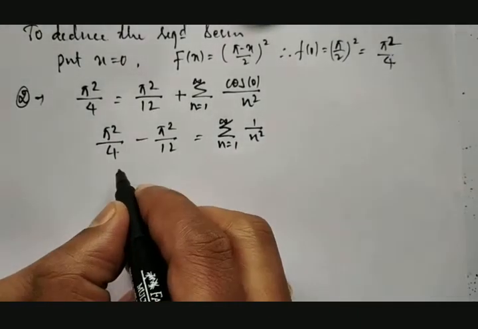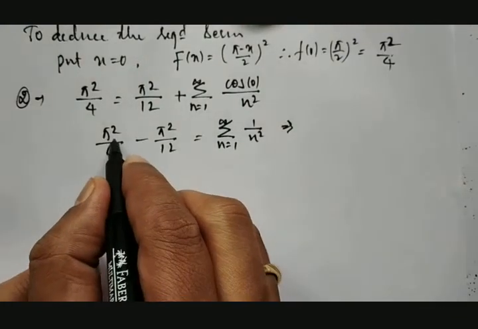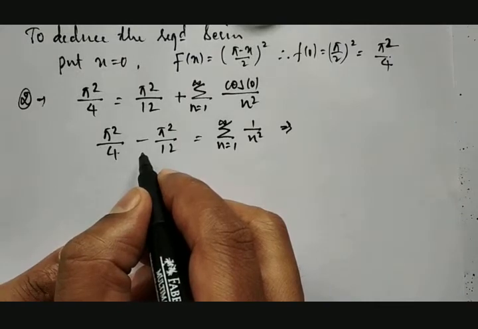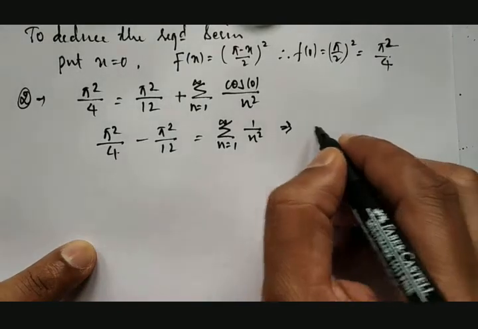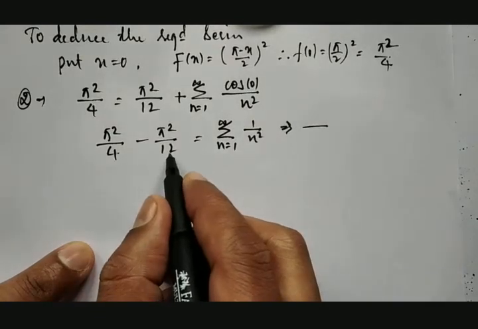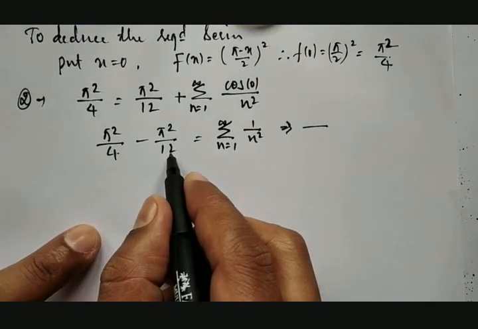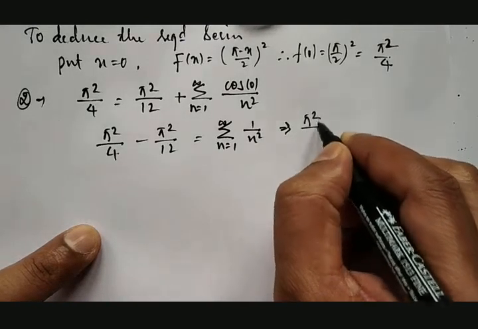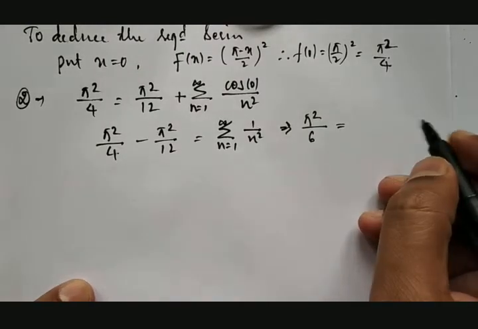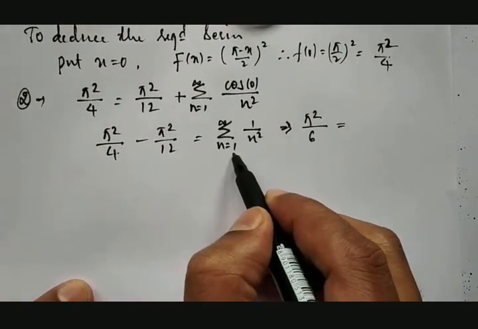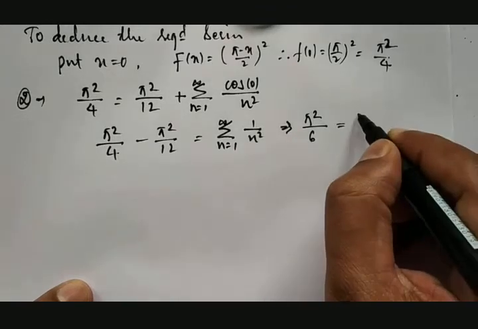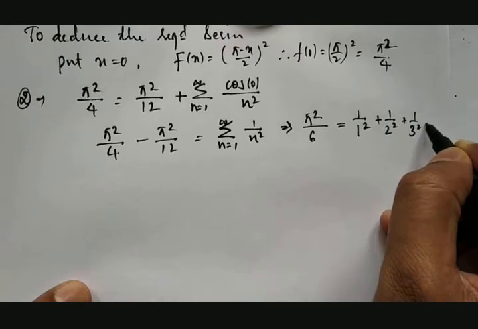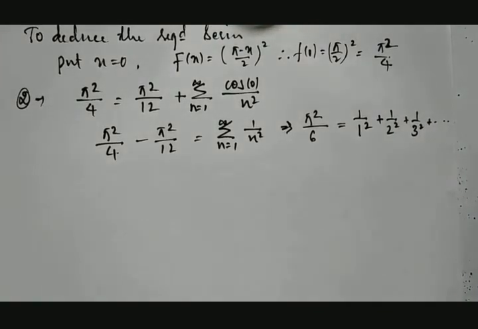Therefore, if you calculate this part, then it will be pi square by 4, and this, if you calculate, this becomes 12, then it will be 3 minus 1, means 2, so it is pi square by 6. Pi square by 6 is equal to, if you remove the summation by putting n is equal to 1, 2, 3 and so on, it becomes 1 by 1 square plus 1 by 2 square plus 1 by 3 square and so on.